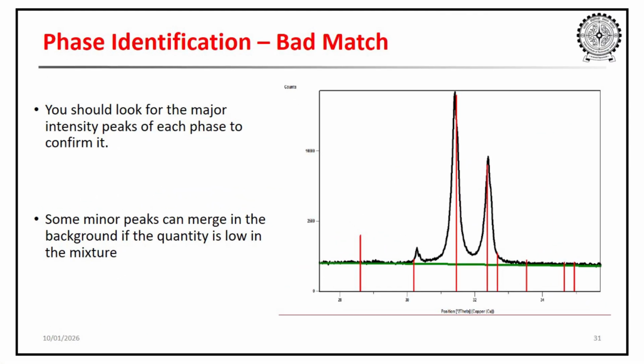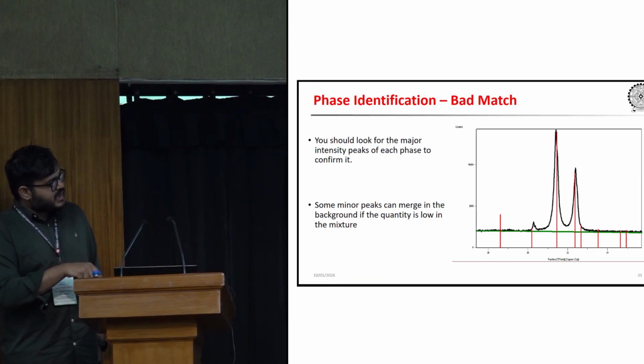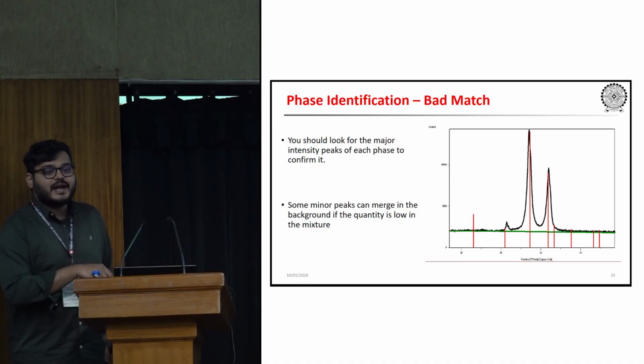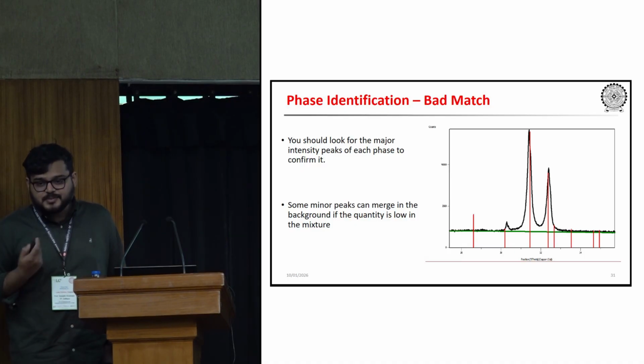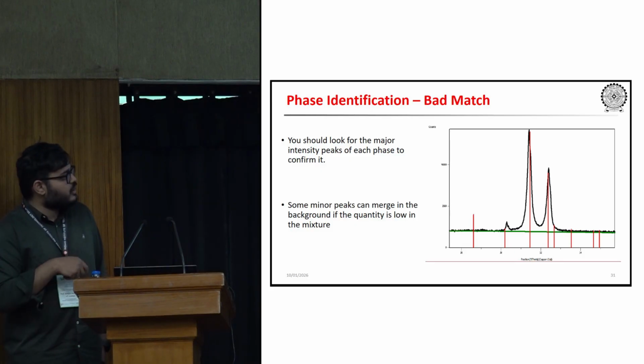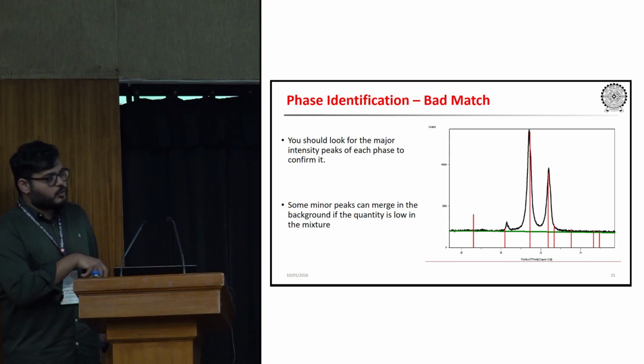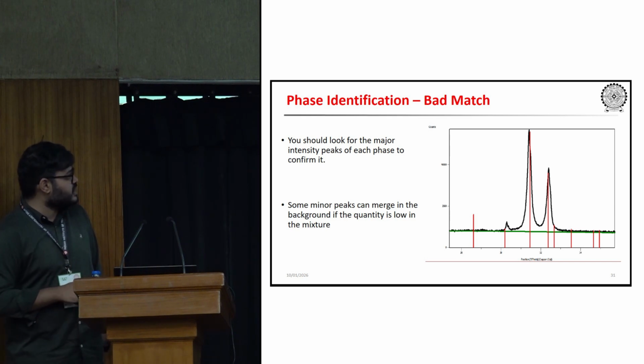For example, this is a pattern. You see these two peaks are matching very well. The position and the intensity are matching very well. However, you see there is another peak here, which the database says should be there, but in the actual diffractogram, that peak is absent. So that means the candidate or the phase which you have selected is not a good candidate, or this is not a good fit, or this is not a good identification, right?